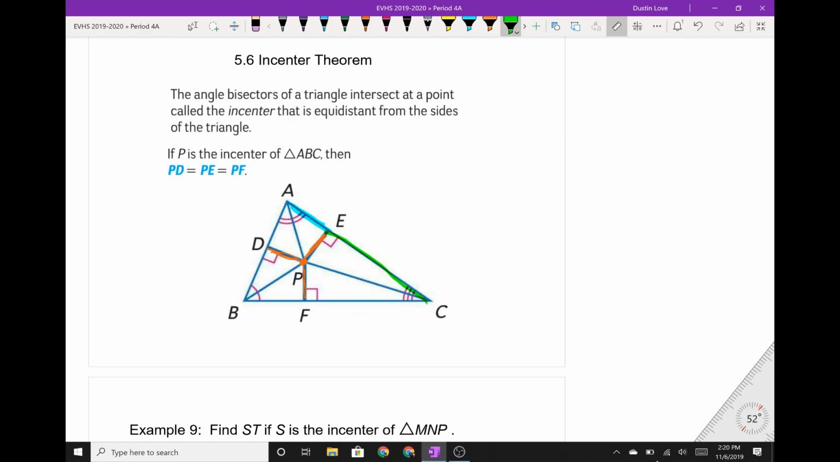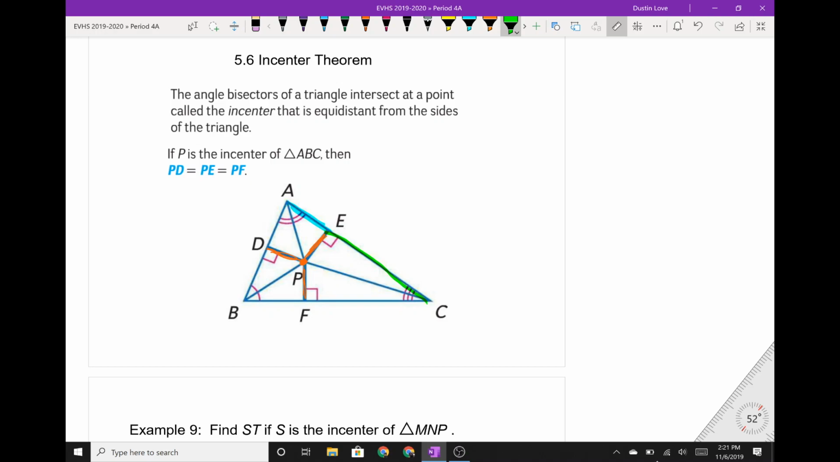So point E is not a midpoint of AC. Okay? So basically whenever I have the angle bisectors that intersect, that point of concurrency is equidistant from the sides. When I have the perpendicular bisectors that intersect, that point is equidistant from the angles. Okay? So those two work very similarly.